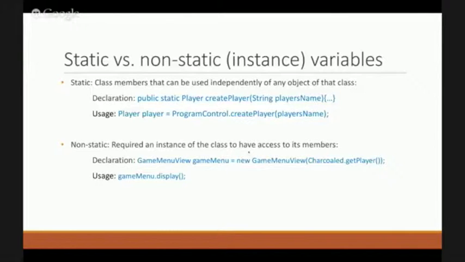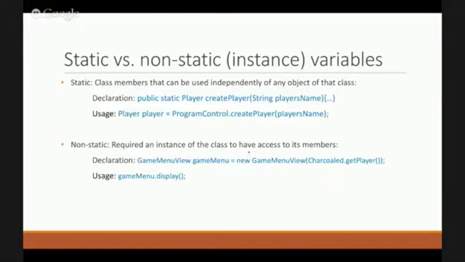When a class member is declared as static, it can be used without creating an instance of a class. In the example, in usage, I have player, which is a variable of the type Player, that is being assigned the value of the static method createPlayer. So we're not instantiating program control, we're just calling it directly, and then calling the createPlayer method and assigning it to player. So that's an example of how we can use a static member.